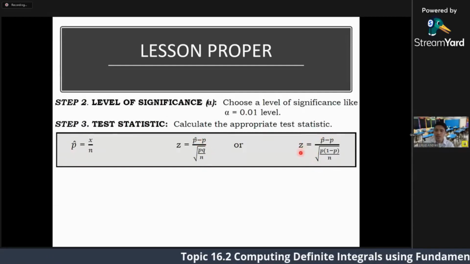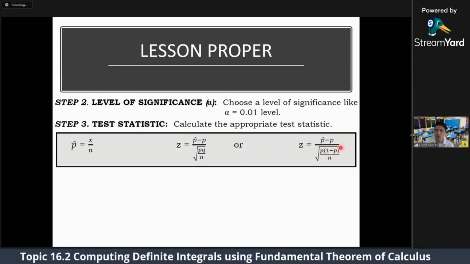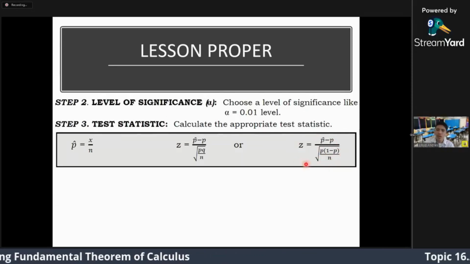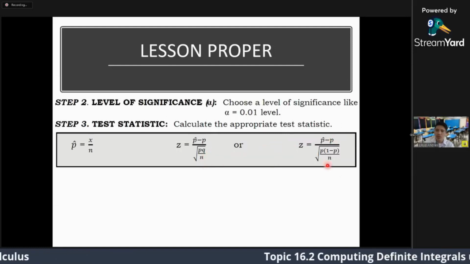The z statistic is equivalent to p hat minus p, all over the square root of p times the quantity 1 minus p, over n. Or you can solve for q first. And take note, q is just 1 minus p. So this is the formula you will use.